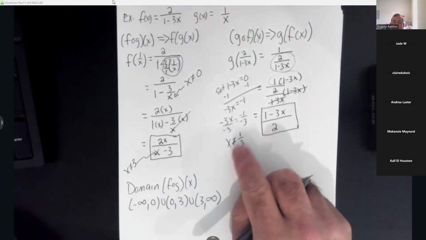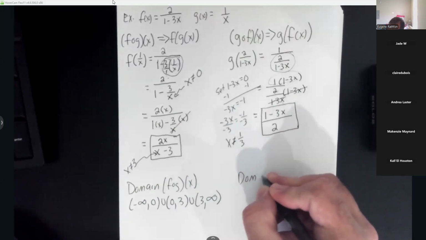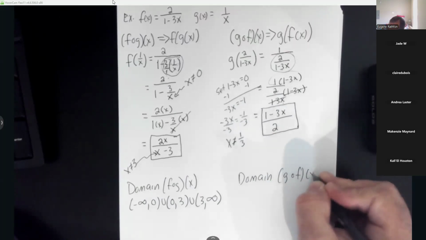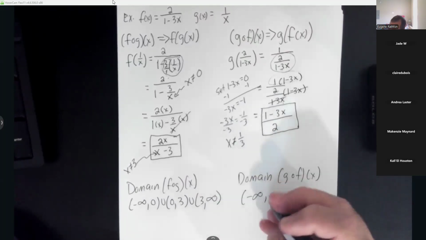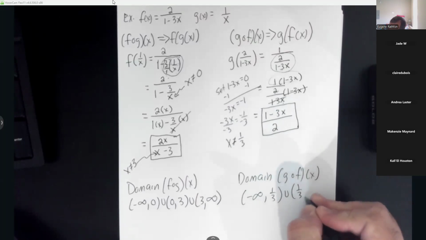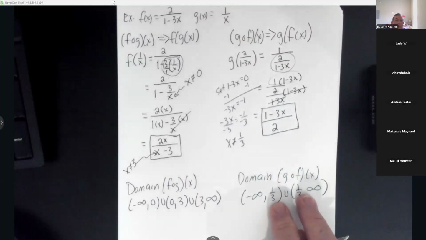Over here, the only number I had to kick out was the 1/3. So the domain of my g of f of x is going to be from negative infinity, kick out the 1/3, union around that 1/3, and then you're off towards positive infinity.